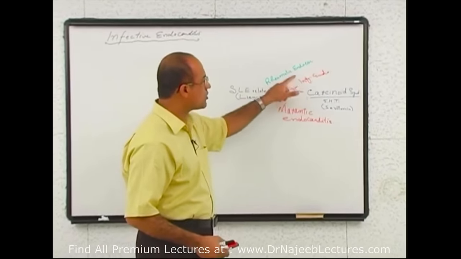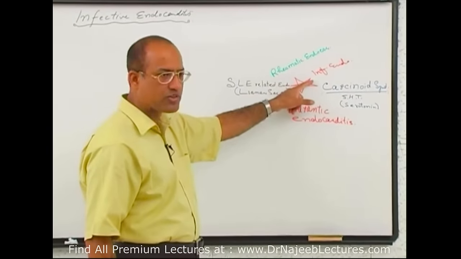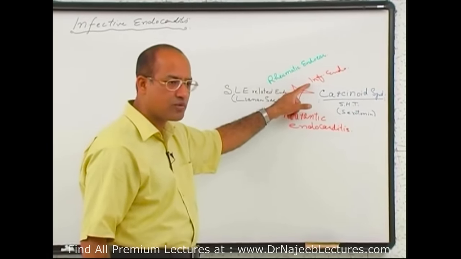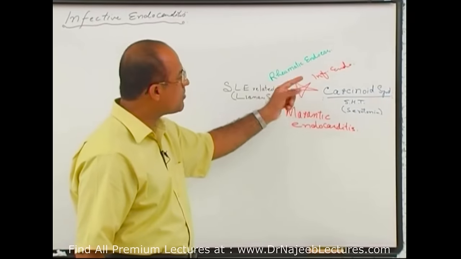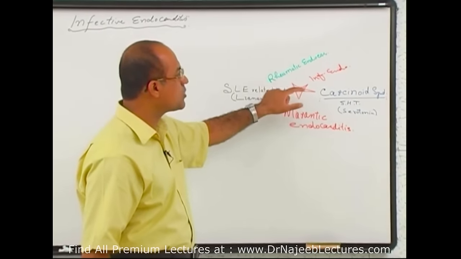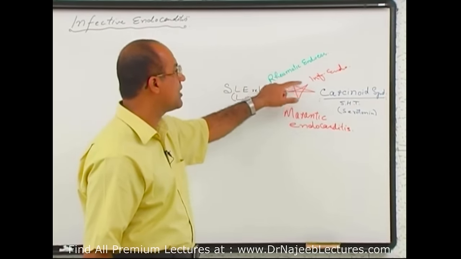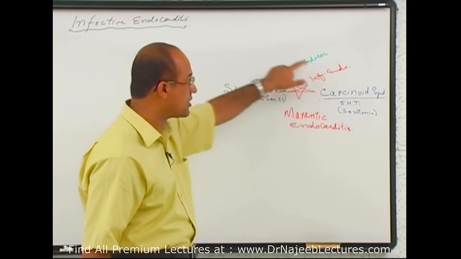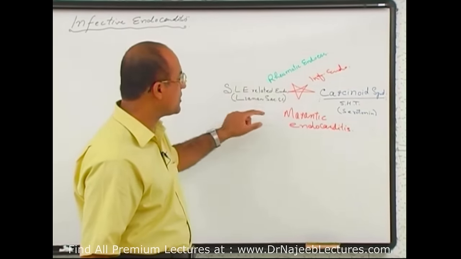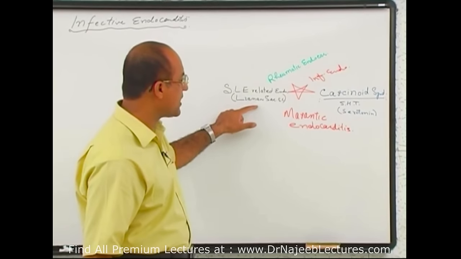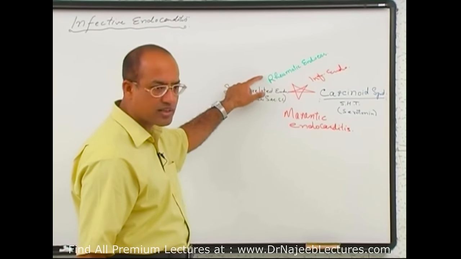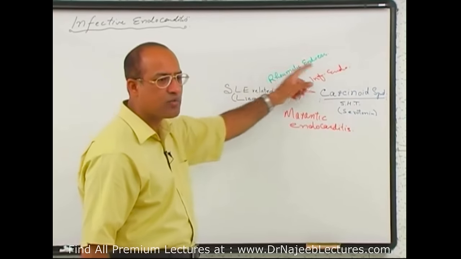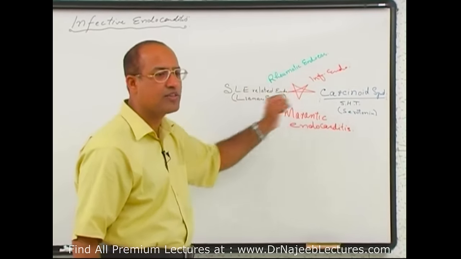Now listen, we'll discuss all of these. Right now we'll concentrate on infective endocarditis, right? We'll discuss in detail the causes and complications of infective endocarditis. And by the end of the lecture, I will help you understand how to differentiate infective endocarditis from rheumatic endocarditis, what carcinoid endocarditis is, and how to differentiate the vegetations of Libman-Sacks endocarditis from rheumatic endocarditis.